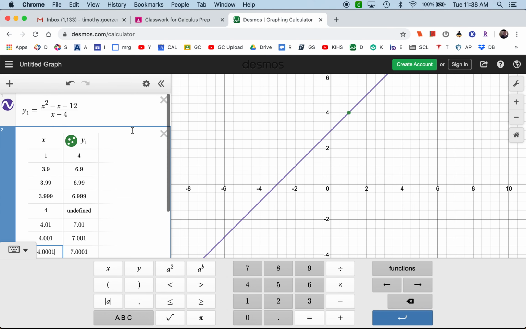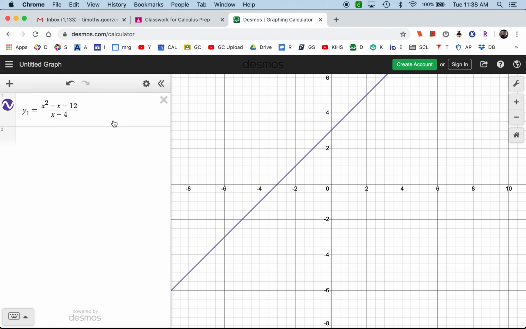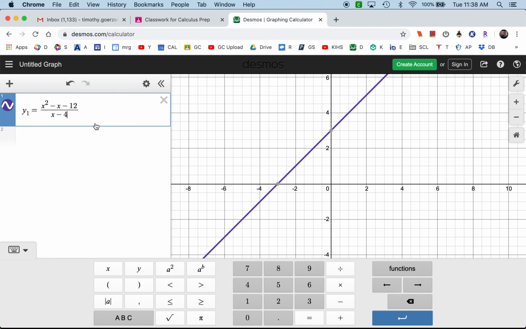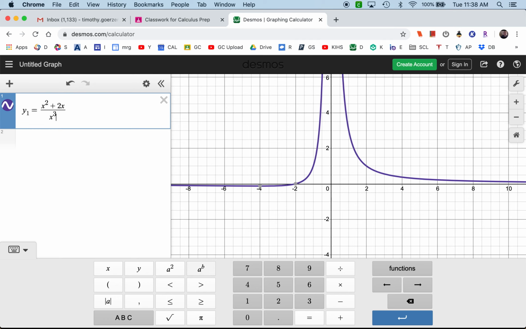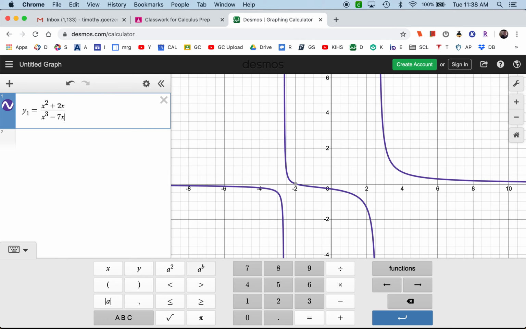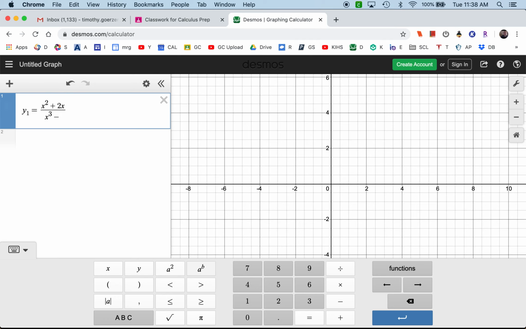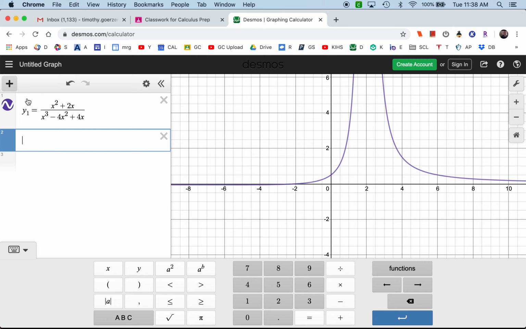So let's type this in. Now that I know I can do it that way, I'm going to change this. So the numerator for number 14 is x squared plus 2x. Let me change that. The denominator is x cubed, subtract 4x squared plus 4x. Now, if I do a table here, so I'm going to do a table again.